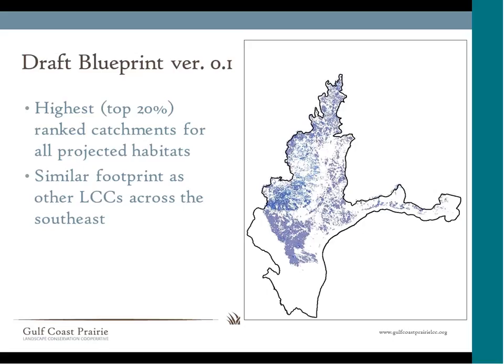So for the U.S. portion of the Gulf Coast Prairie, what are the areas of the landscape that we feel are the highest ranked catchments for our broadly defined habitats? I'd note that the amount of area designated by this scenario is similar to footprints that other LCCs across the Southeast are looking to submit to CCAS as well.